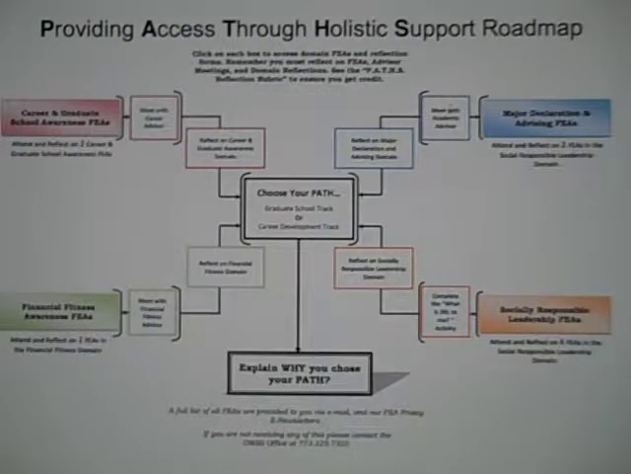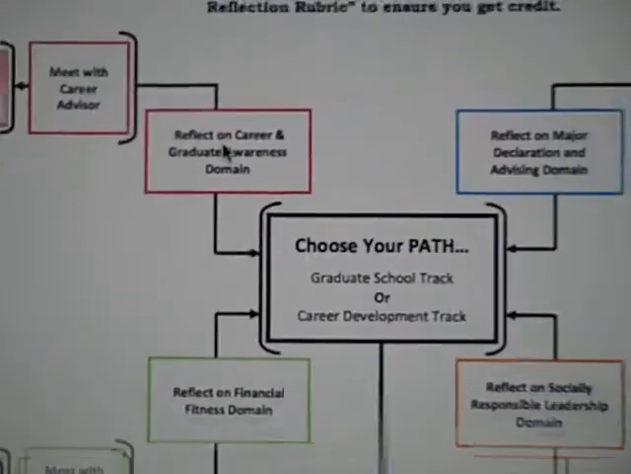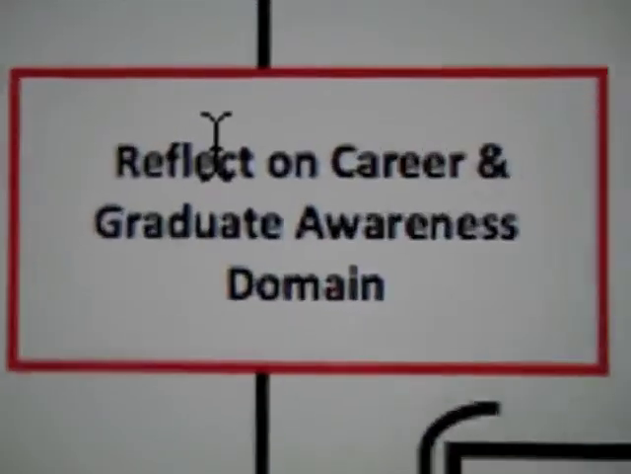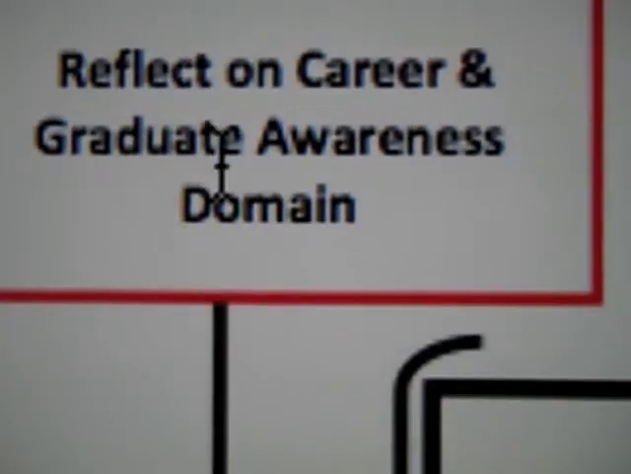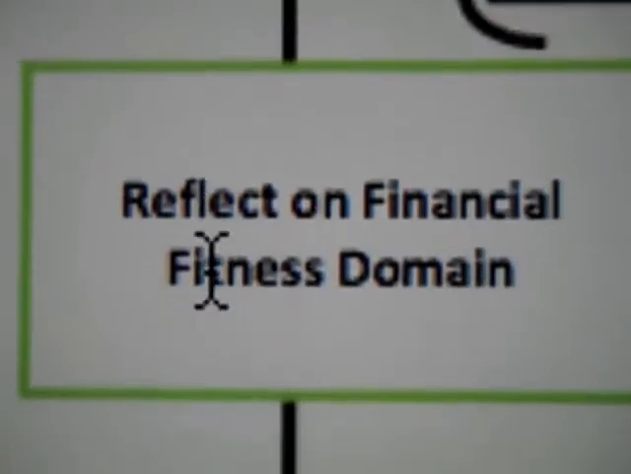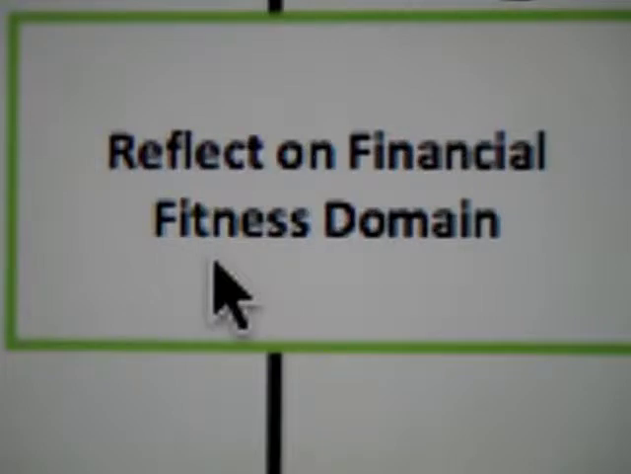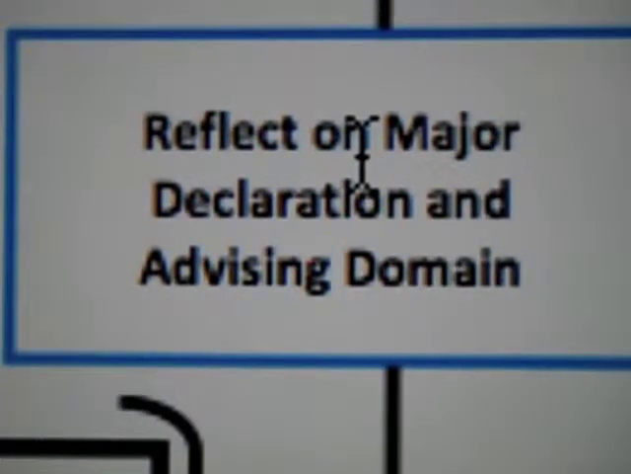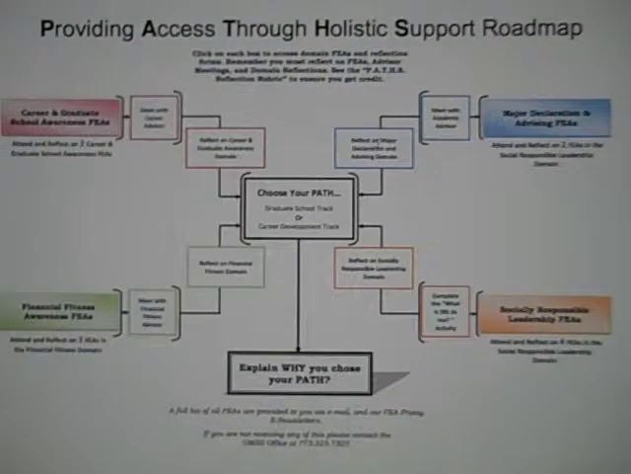And then finally, there are reflections for the entire domain that you need to complete. You can do 3 out of the 4 domain reflections, so let's zoom in and take a look at those. Reflect on the career and graduate school awareness domain, the financial fitness domain, the social responsible leadership domain, and finally the major declaration and advising domain. Those are the 3 major sections of the roadmap.